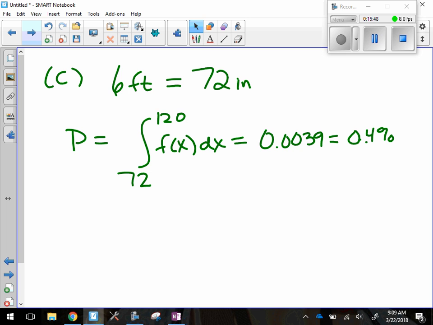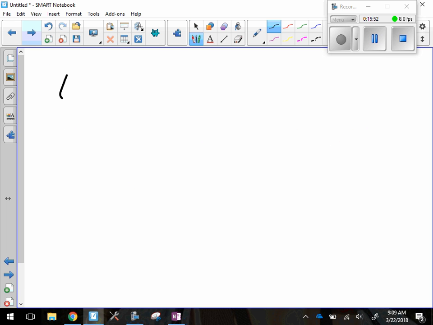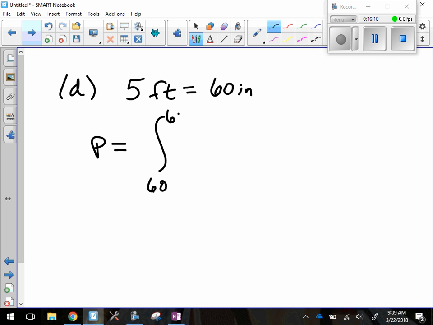Okay. All right. So last part, D. What does part D ask us? Okay. So what's the first thing I'm going to have to do? Okay, 5 feet is equal to 60 inches. So that proportion is going to be my integral from 60 to 60 of f of x dx, which you know without even getting out your calculator is equal to what? 0.